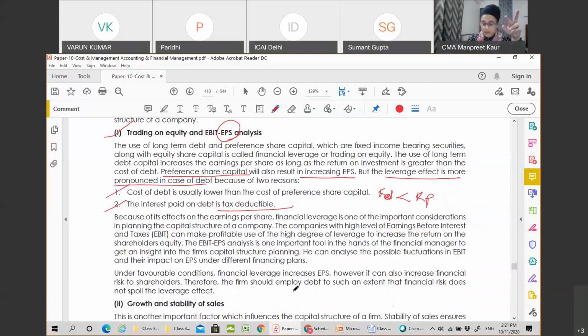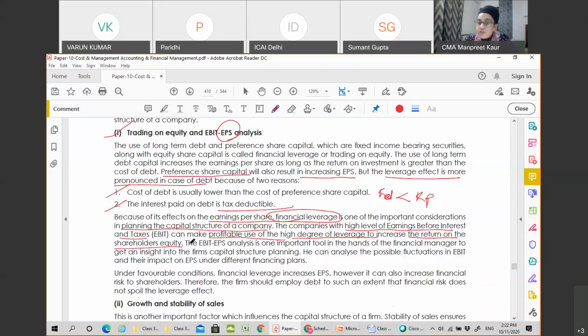Because दोनों का हमारी अर्निंग पर शेयर पे इफेक्ट पड़ता है. Because financial leverage एक ऐसा main important leverage है जिसके through हम planning कर सकते हैं capital structure of the company की. A high level of EBIT can make more profitable use of a high degree of leverage to increase the return on the shareholders' equity. EBIT-EPS analysis is an important tool for the financial manager जो एक कंपनी की planning कर सकता है.